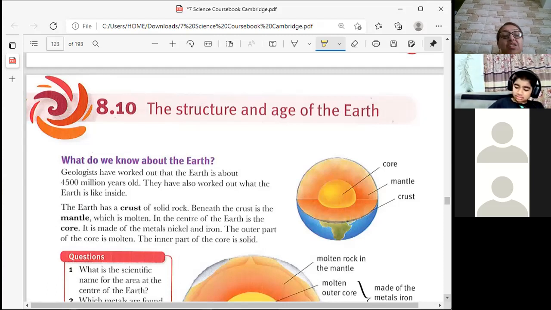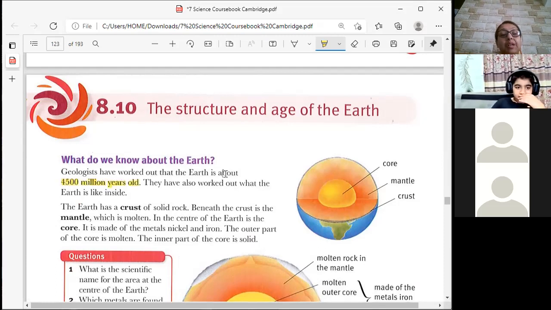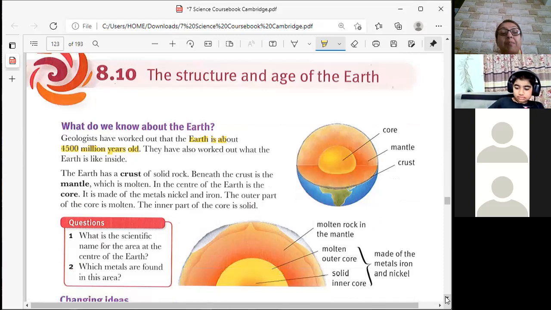Now our geologists have worked out the earth is about 4,500 million years old. They have tried to work out, and they've also worked out what the earth is like inside. When you go deep inside, how does it look, or what is it made up of?